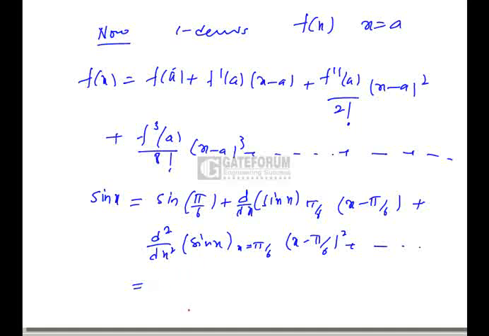If we simplify this expression, we'll get 1 by 2 plus root 3 by 2 into x minus pi by 6 minus 1 by 4 into x minus pi by 6 whole square, plus so on, which is nothing but option 1.